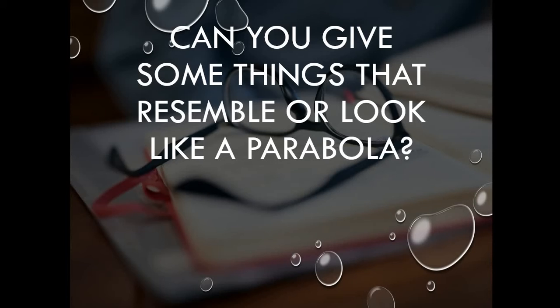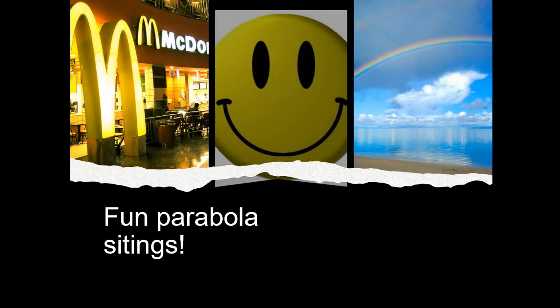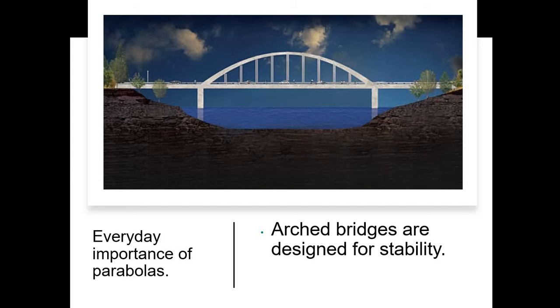Mary Denise? McDonald's, sir. Yes, McDonald's. Okay, correct. Looks like a parabola. So, we have here some fun parabola sightings. Ang sinasabi ni Mary Denise, McDonald's. O, diba? It looks like a parabola, yung letter M na double. Parang double parabola yan that opens downward. Sabi ni Yuri, rainbow, correct? And we have also smiley.